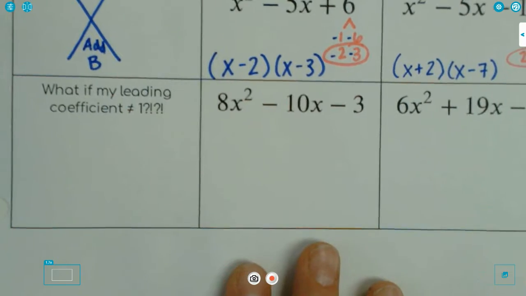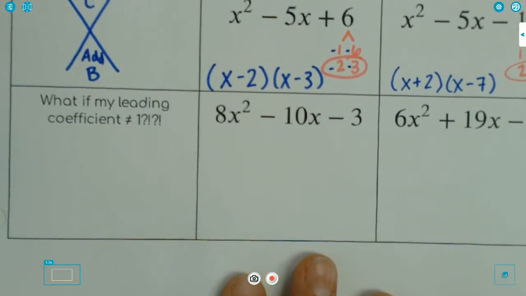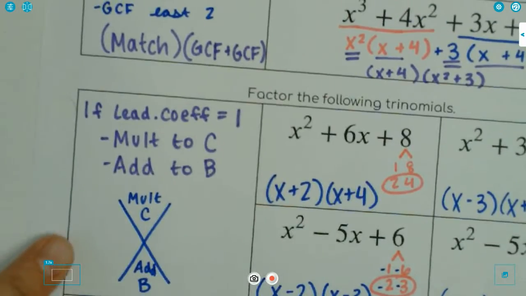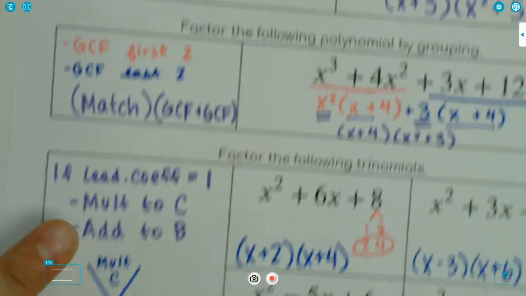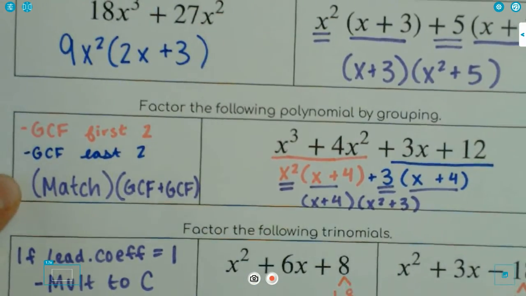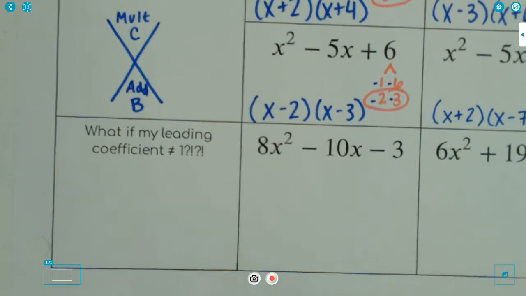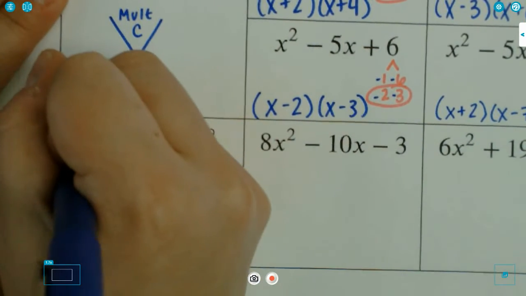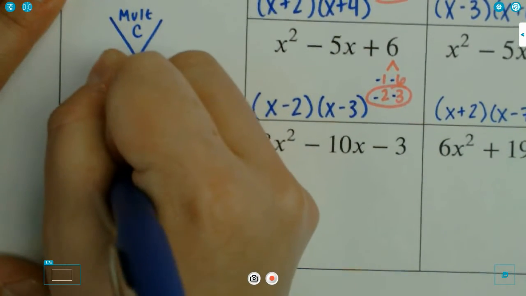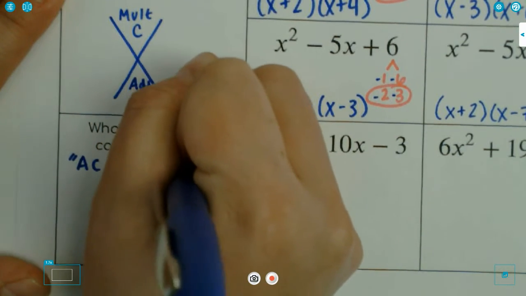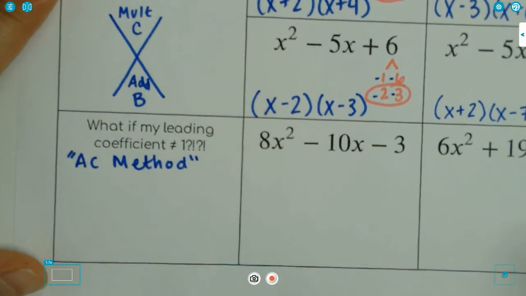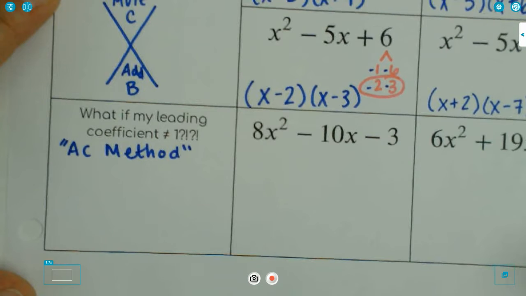So if your leading coefficient is not equal to 1, we are going to combine together leading coefficient being equal to 1 and factoring by grouping. This is called the AC method. I don't know what other people call it. That's just what I've always called it. I think that this is the most foolproof method to factoring.